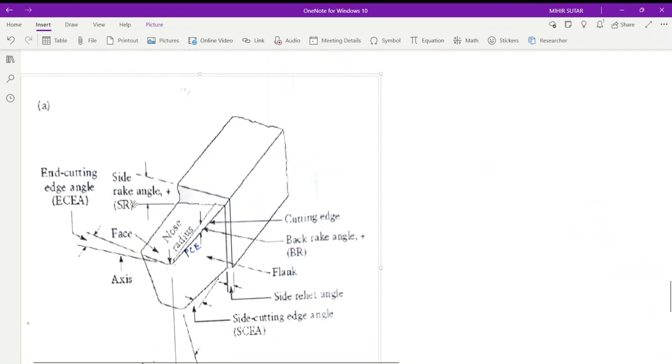So I think this ASA system, which is used for making the tool, is very much clear to you all. So I stop here. In my next video I will be explaining the ORS system.